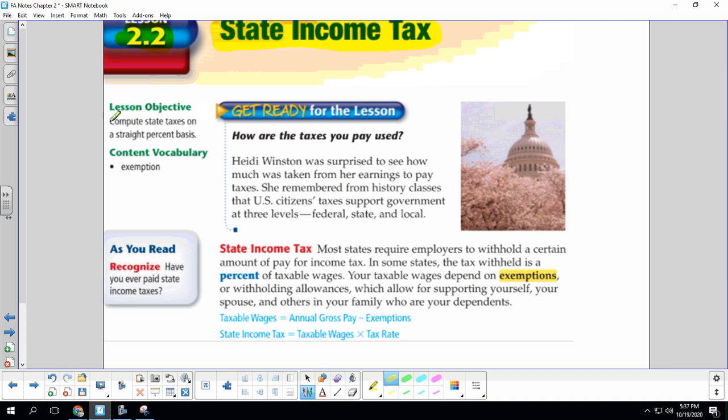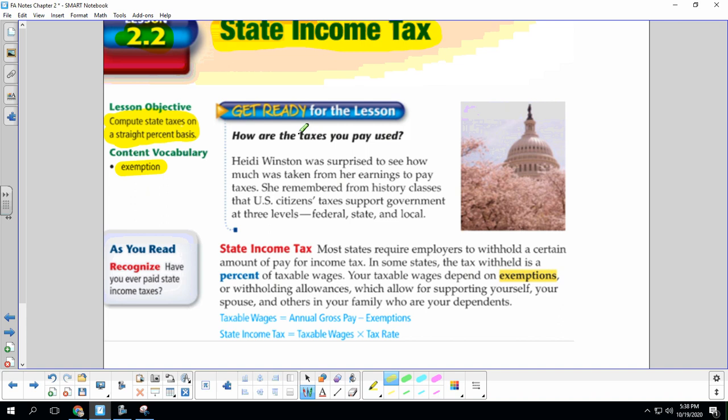Our lesson objective is to compute state taxes on a straight percent basis. When you see straight percent, just be like, thank goodness. Because if you remember last chapter when we did graduated income tax, that is ridiculous. So we're going to talk about exemptions today, just as a vocab word.